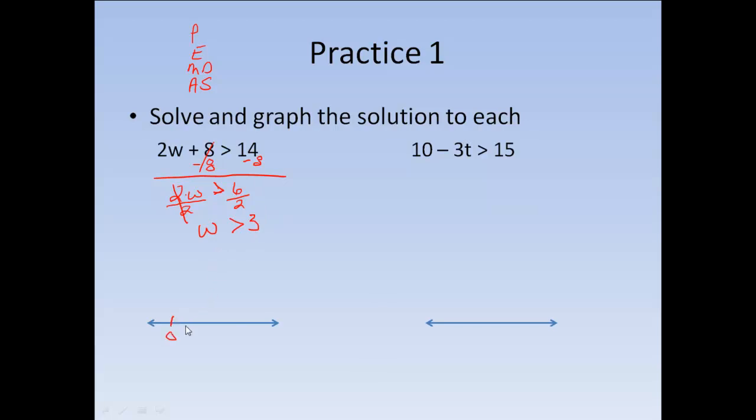I'm going to put 0 on here. I'm going to put 3 on there. And I am going to be using an open circle. Now if you don't remember from your previous classes when to use an open circle or a closed circle, if you have less than or greater than, this would be an open circle. If it has the equal to portion, less than or equal or greater than or equal to, this is going to be a solid circle.